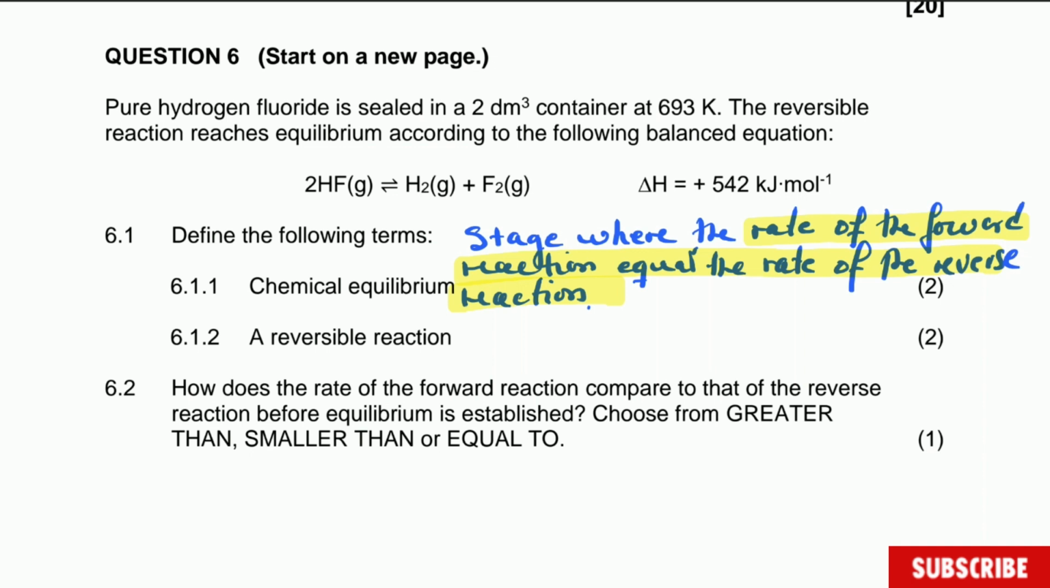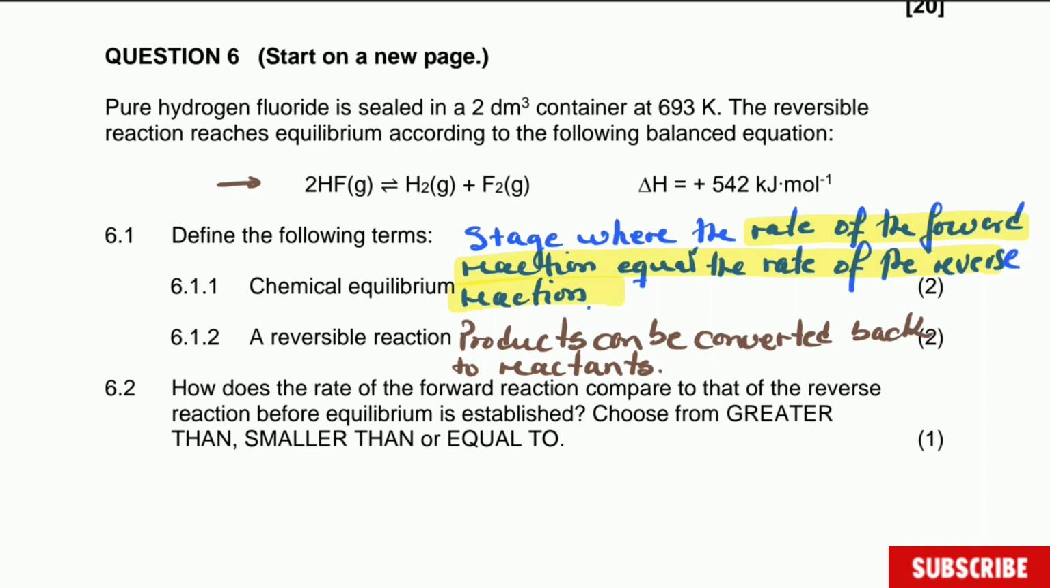Okay, now a reversible reaction. Remember this reaction that they give you, it is a reversible reaction. So what is a reversible reaction? It's when the products can be converted back into reactants. It's very simple as well. A reversible reaction is when the products can be converted back to reactants.